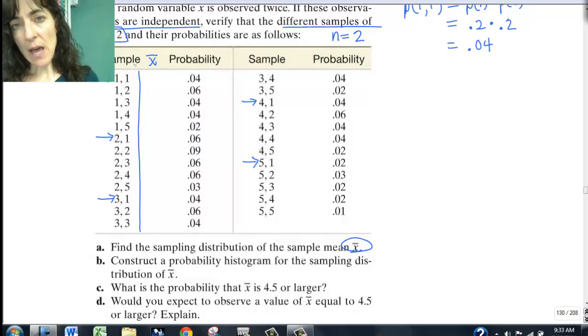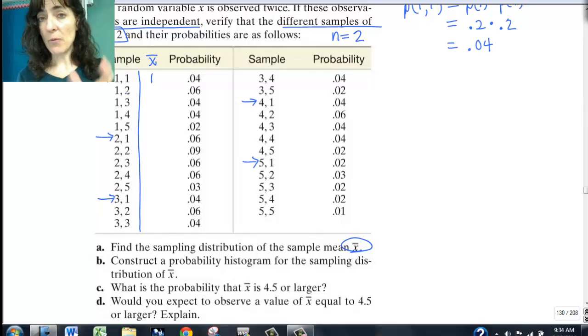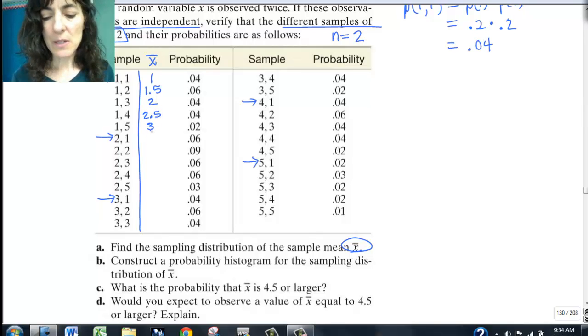X bar is the average, so if I have a sample of 2 items and they both had a 1 for the outcome, the average of that is going to be 1 plus 1 divided by 2, which comes to 1. Or you can think halfway in between your values, so 1 plus 2 divided by 2, so it's going to be 3 halves, or 1.5. 1 plus 3 divided by 2, that's going to be 4 divided by 2, or 2. And you can see we're going up by 0.5, so I'll fill in a couple for us.